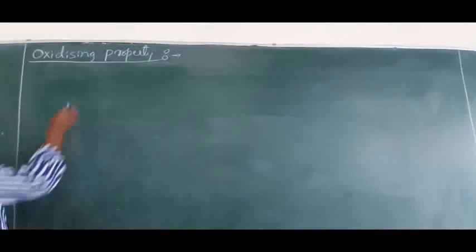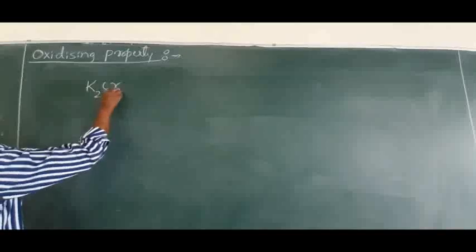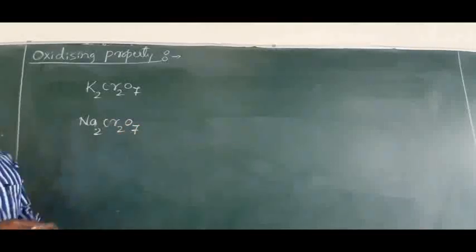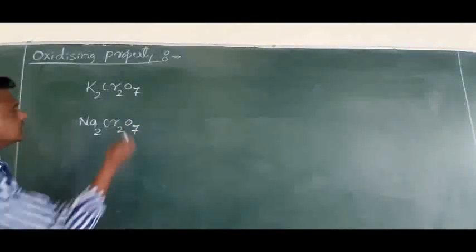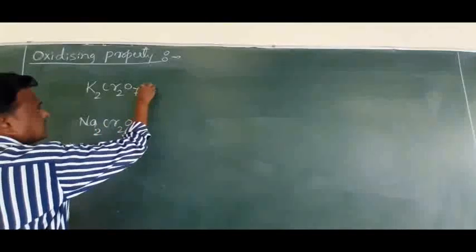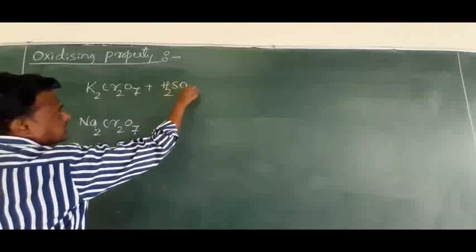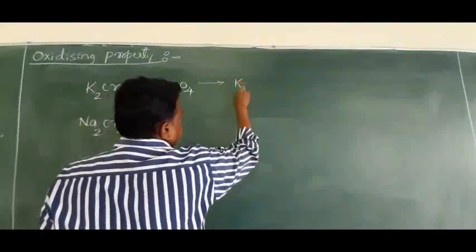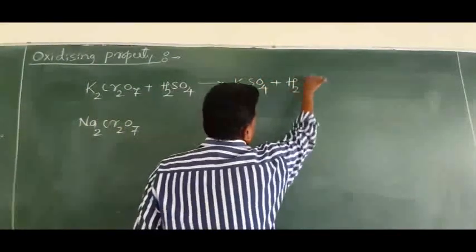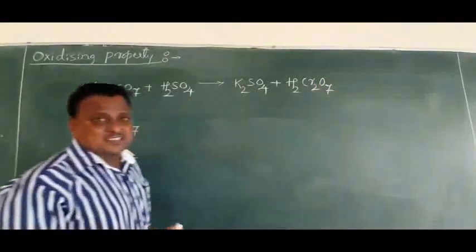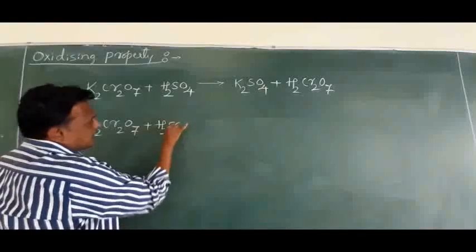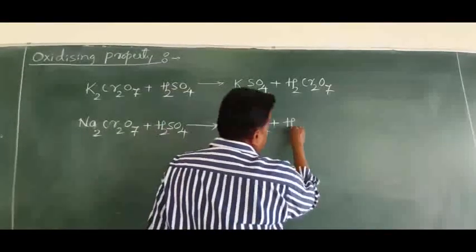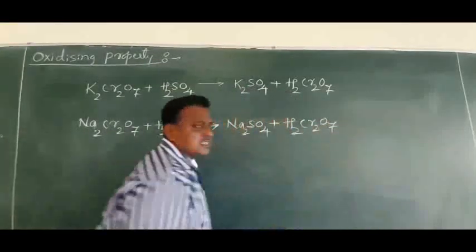Okay friends, potassium dichromate K2Cr2O7 or sodium dichromate Na2Cr2O7, these two compounds are powerful oxidizing agents. So how can you express that they are powerful oxidizing agents? When they react with concentrated sulfuric acid, they easily convert into potassium sulfate and H2Cr2O7. This is called chromic acid. Sodium dichromate also reacts with sulfuric acid to form sodium sulfate and release H2Cr2O7. We call it chromic acid.